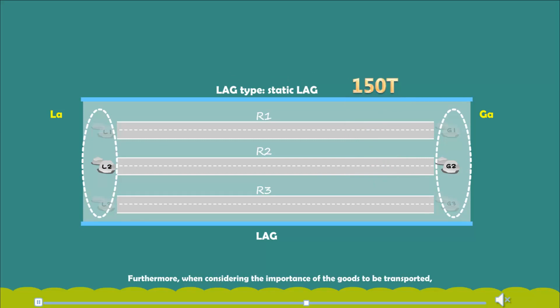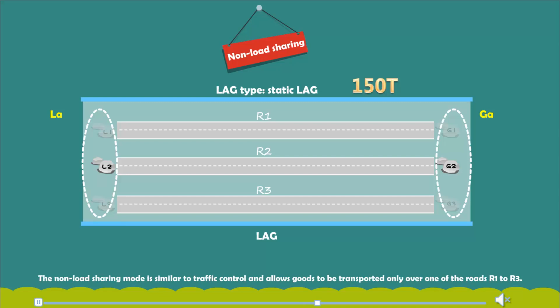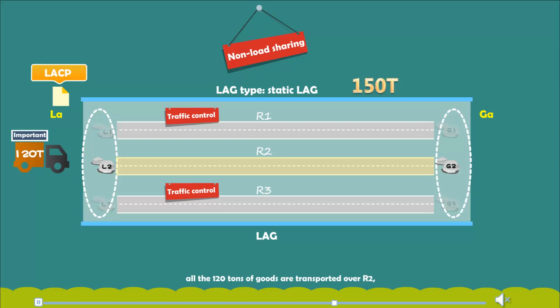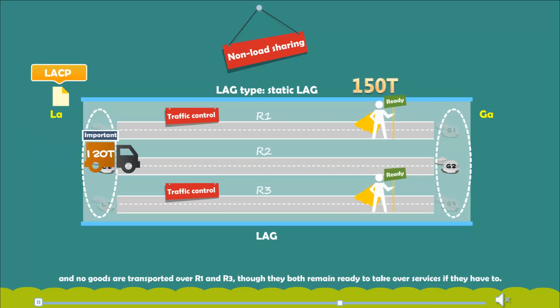Furthermore, when considering the importance of the goods to be transported, the villagers can use the non-load sharing mode to ensure the reliability of transportation. The non-load sharing mode is similar to traffic control and allows goods to be transported only over one of the roads R1 to R3. If the result obtained by running the LACP protocol in a static LAG is R2, all the 120 tons of goods are transported over R2 and no goods are transported over R1 and R3, though they both remain ready to take over services if they have to.